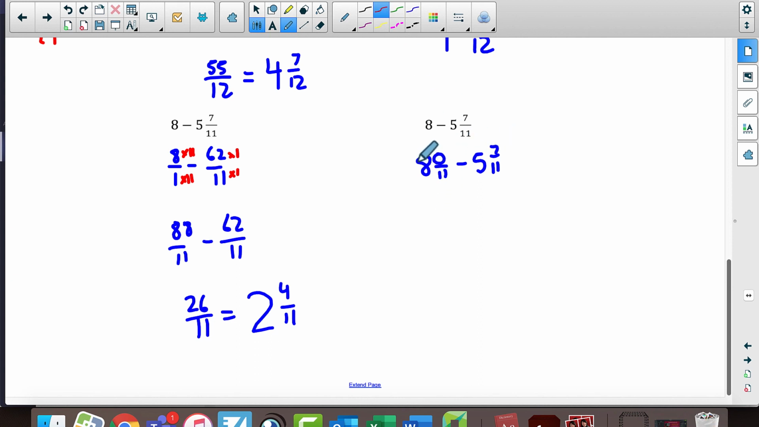That's okay. Just borrow. 8 becomes a 7, and you now have 11 11ths, right? 11 plus 0 is 11 11ths. Why is it 11 11ths? Because 11 11ths is equal to 1, and 1 plus 7 is 8. Hope that makes sense. If it does, you're home free. 7 minus 5 is 2. 11 11ths, take away, what is that, 7 11ths, is 4 11ths, just like we got here.